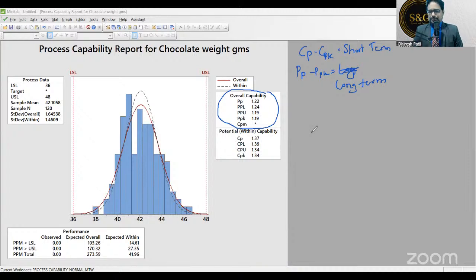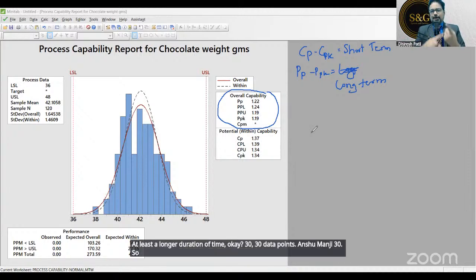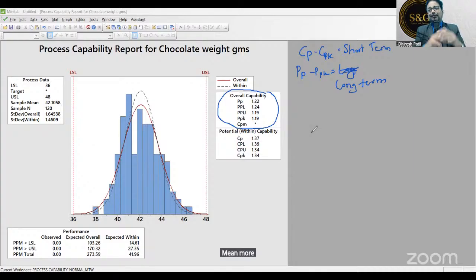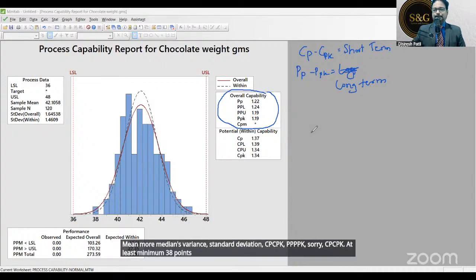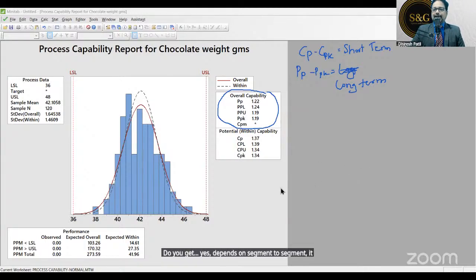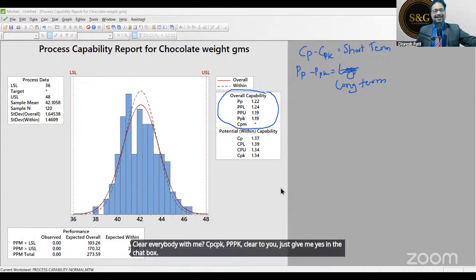30 data points, Anshumanji, 30. So always consider this: mean, mode, variance, standard deviation, Cp, Cpk, Pp, Ppk. At least a minimum of 30 data points you should consider. It depends on the segment and varies. Is everybody clear with me? Cp, Cpk, Pp, Ppk, clear to you? Just give me yes in the chat box.